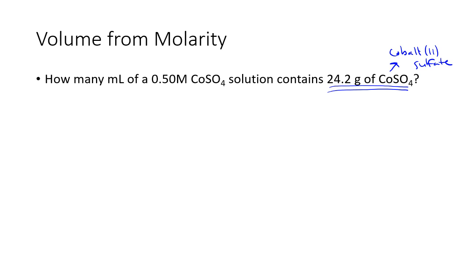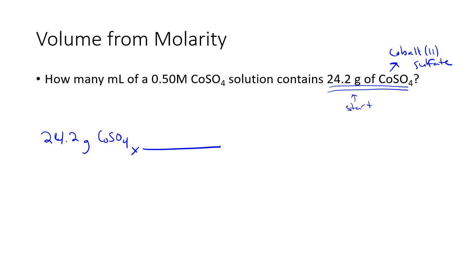So let's say I need that many grams of cobalt sulfate. How many milliliters of a certain molarity solution would I need to grab in order to ensure that there's that many grams in there? And again, do we start with the molarity? No, we start with this. So I'm going to do 24.2 grams of cobalt(II) sulfate. The reason that it's cobalt(II) is because sulfate has a -2 charge, so cobalt must be +2 to balance that out. Sort of a side note there, but just keep that in mind.